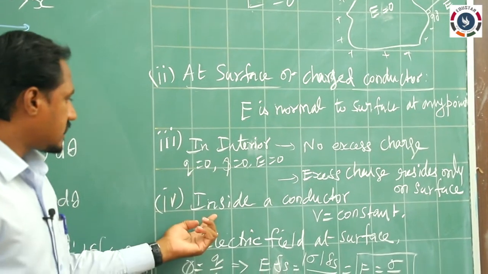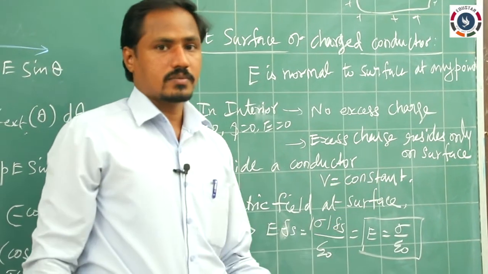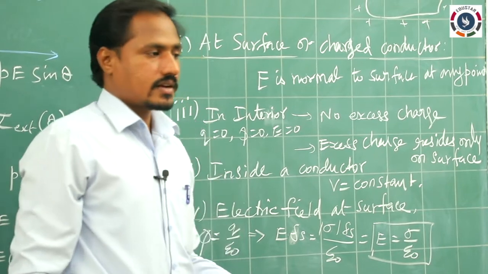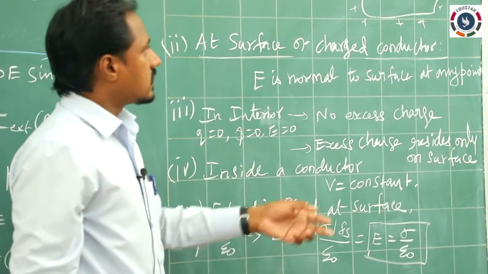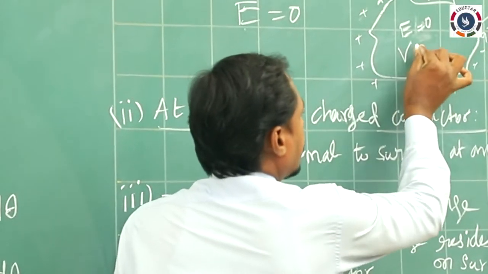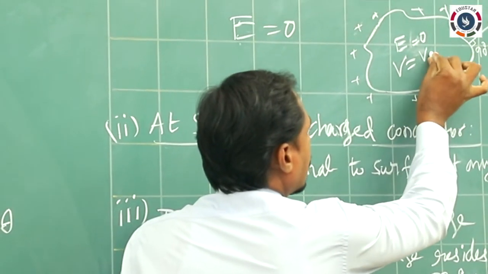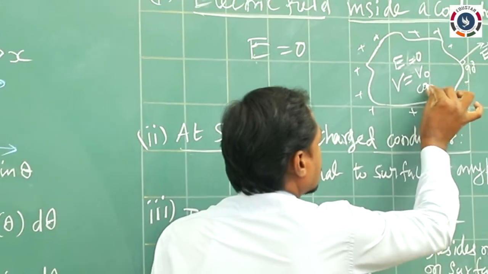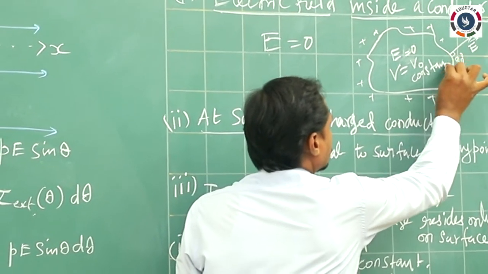And the fourth point is that inside a conductor V equal to constant, potential equal to constant, which we have already discussed in the previous lesson. So inside a metallic conductor E equal to 0, and at the same time V equal to constant, V naught, that is constant. So this is very, very important.